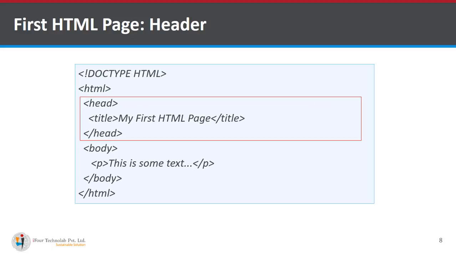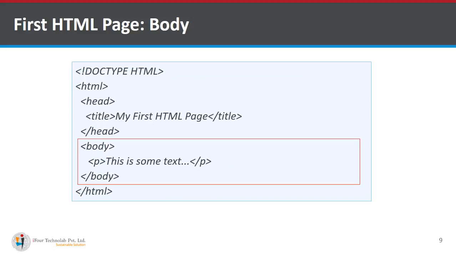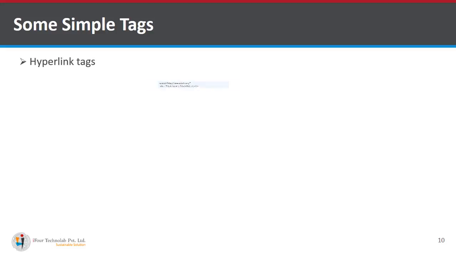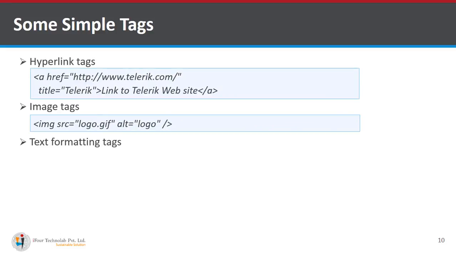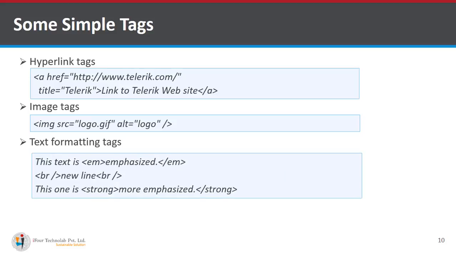Now, as I said, head is the HTML header and body is the HTML body. There are some simple tags in HTML, say hyperlink tags, image tags, text formatting tags. Here are some of the examples.